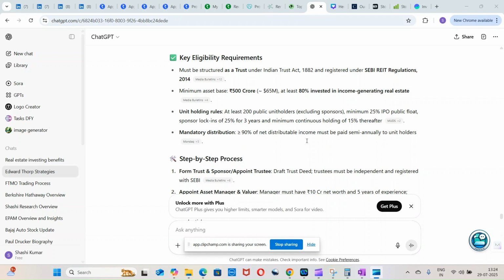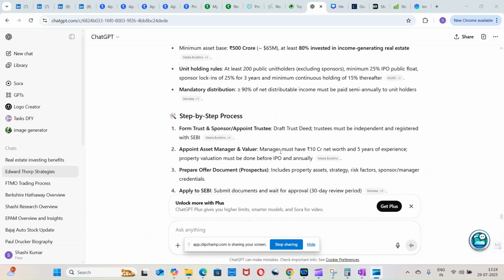The step-by-step process is, since it's a trust, it should be structured as a trust. You need to form a trust and have a sponsor, and also appoint a trustee first, and you need to draft the trust deed, and trustees must be independent and registered with SEBI. So that's the first step you do. Basically, form a trust, have a trust deed, have a sponsor and appoint trustees. And these trustees must be independent and registered with SEBI.